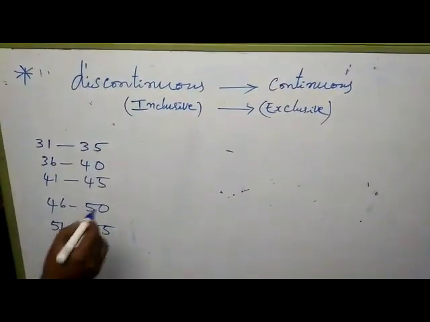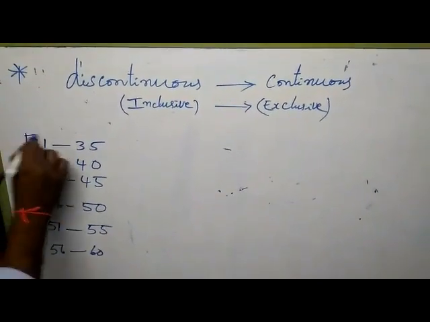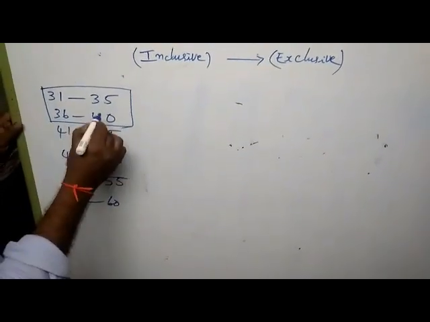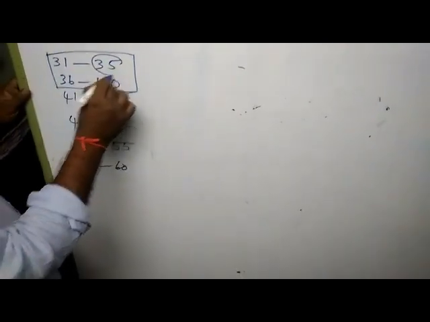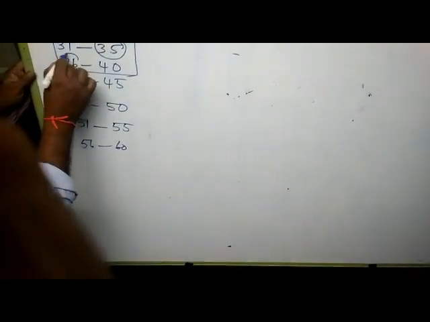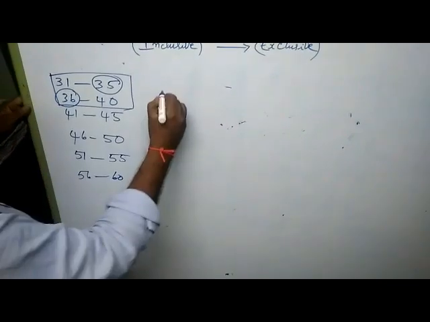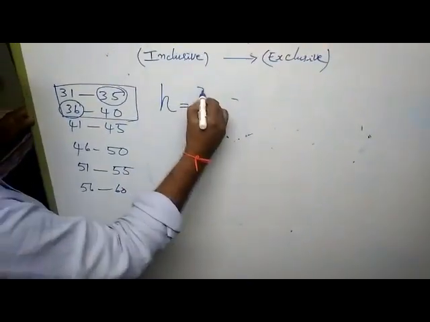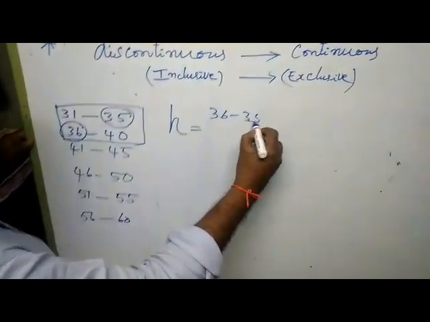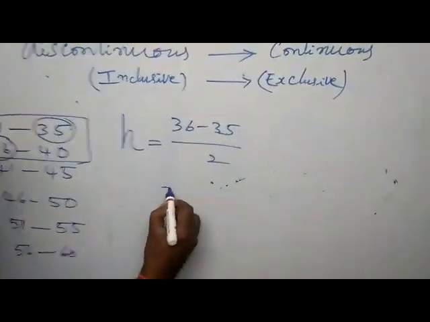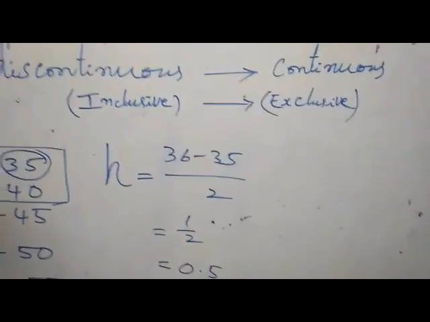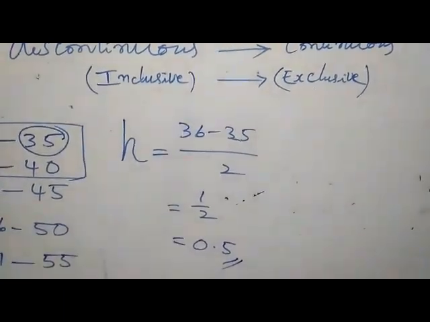You take any two consecutive class intervals. I am taking the first ones: 31 to 35, 36 to 40. Take the upper limit of the first class interval and the lower limit of the second class interval to find the correction factor. H is equal to 36 minus 35 by 2, which is 1 by 2, equal to 0.5. This is called the correction factor.